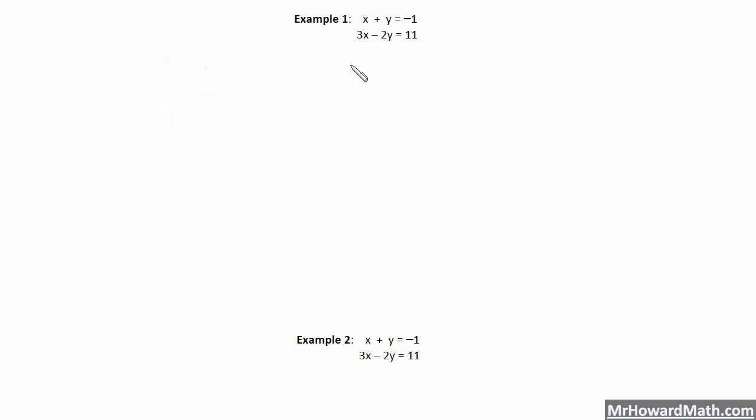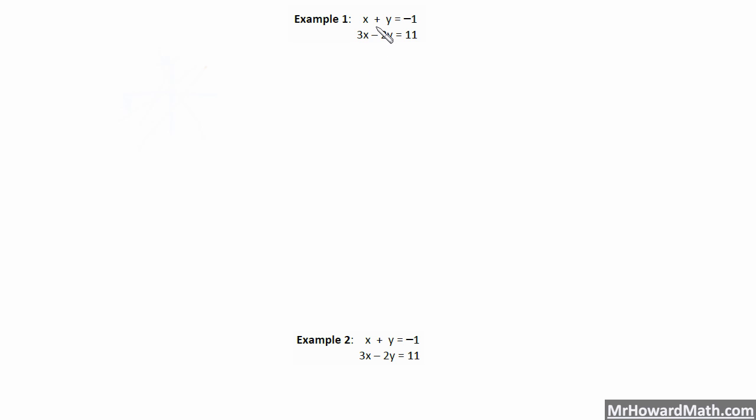Let's look at example 1. In the first example, we're going to use elimination. With elimination, we have x plus y equals -1 and 3x minus 2y equals 11. The goal is to either make the y terms cancel out, therefore we eliminate them, so we just solve for x in that case, and then we sub back in and solve for y, or we make the x terms cancel and eliminate them, so we are just solving for y at that point.